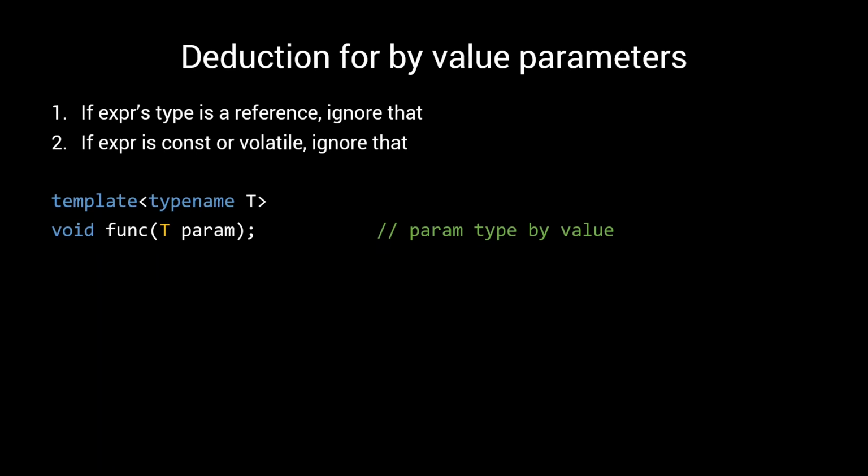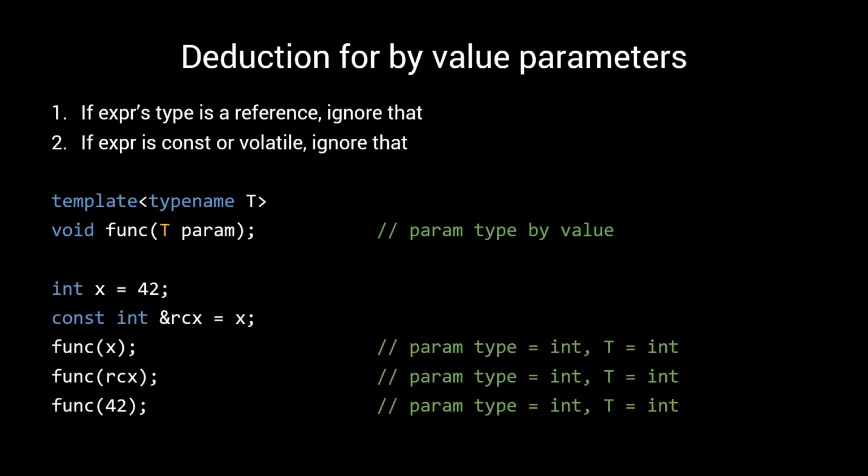As an example, I have an integer x here and a reference to a const int, rcx. If I pass x to my function, the parameter type as well as T gets deduced to be an int. If I pass my reference to const int, rcx, we get exactly the same output. Both the reference and the const part get ignored. Lastly, if I pass an rvalue, we again have the same result. Both parameter type and T are integers.